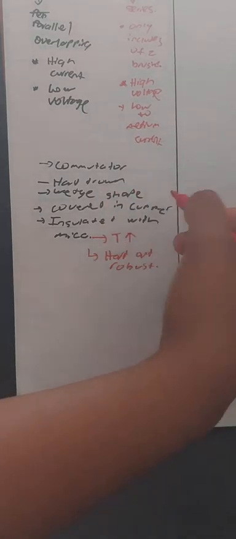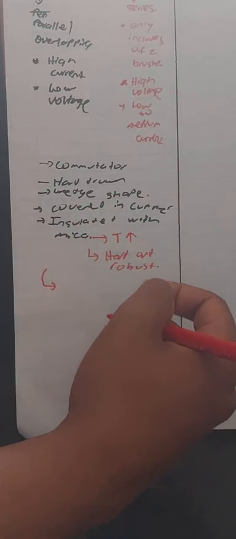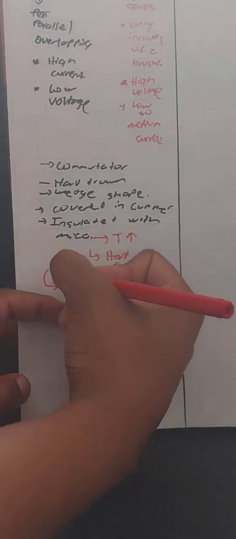Okay guys, why is it wedge shaped? The commutator is wedge shaped because it has to stay in position.